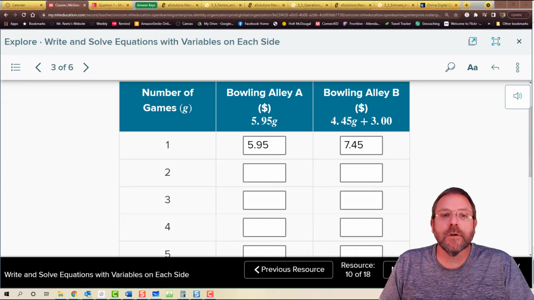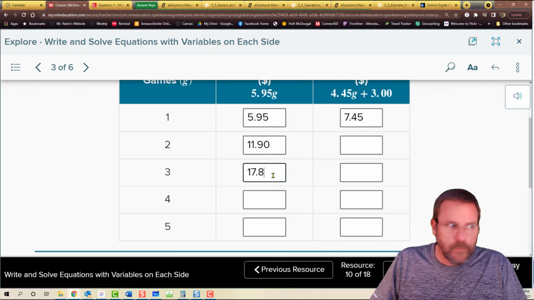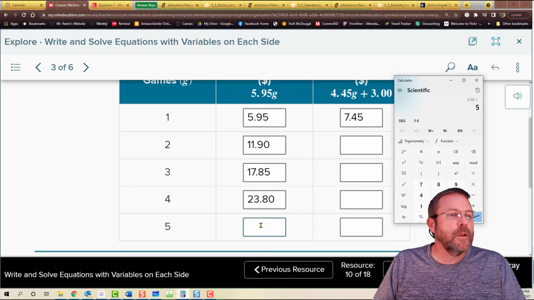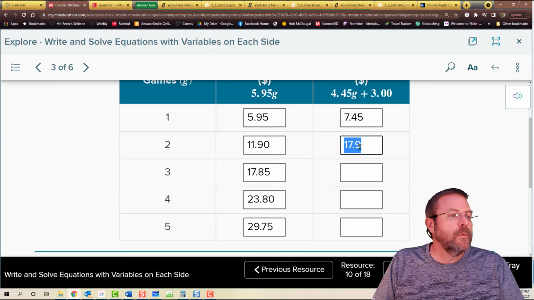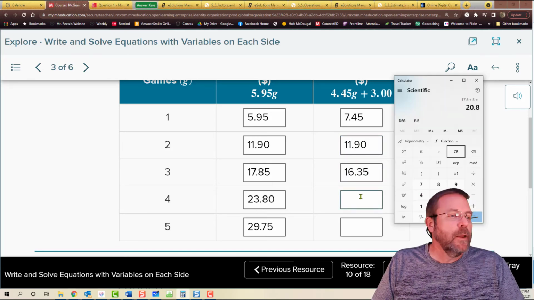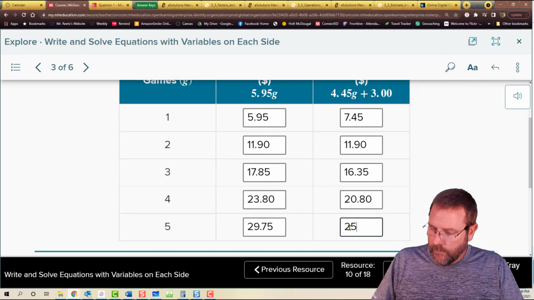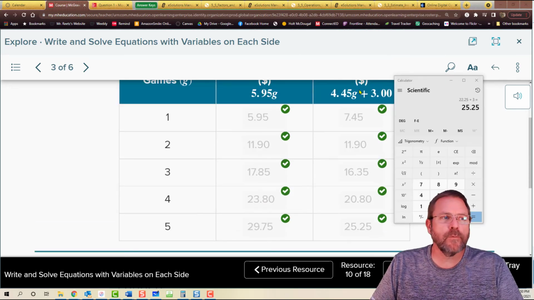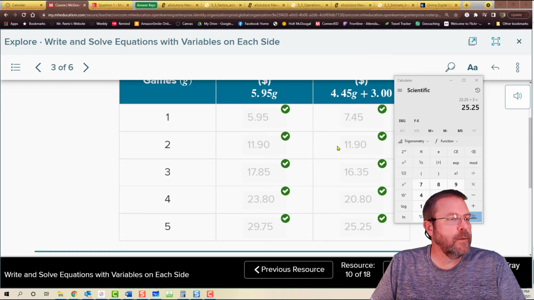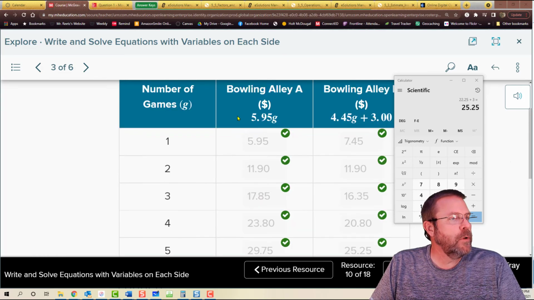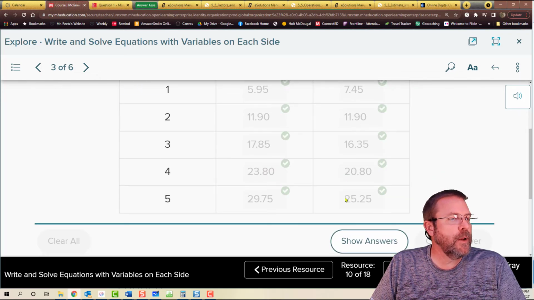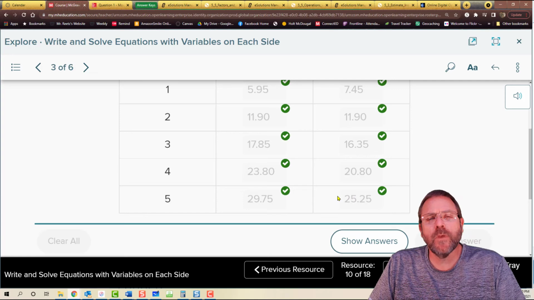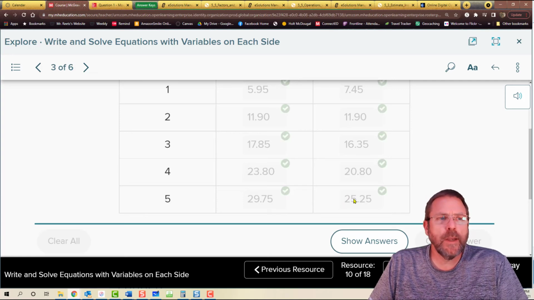Let's go ahead and start cheating here because I don't want to waste a whole bunch of time. Stand by. Whew, I'm tired after that. But you can see that in the beginning bowling alley A was a better price per game. The further down you got, you finally reach a crossing point here at 5 games where it was cheaper to go to bowling alley B.